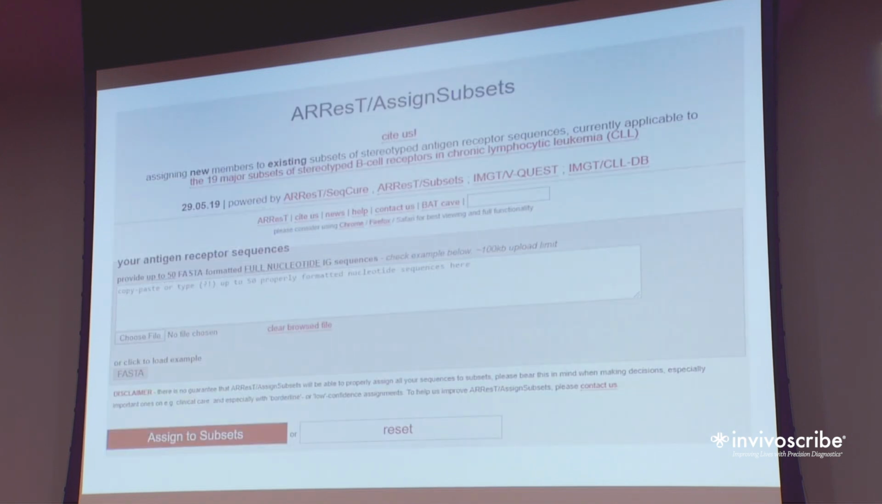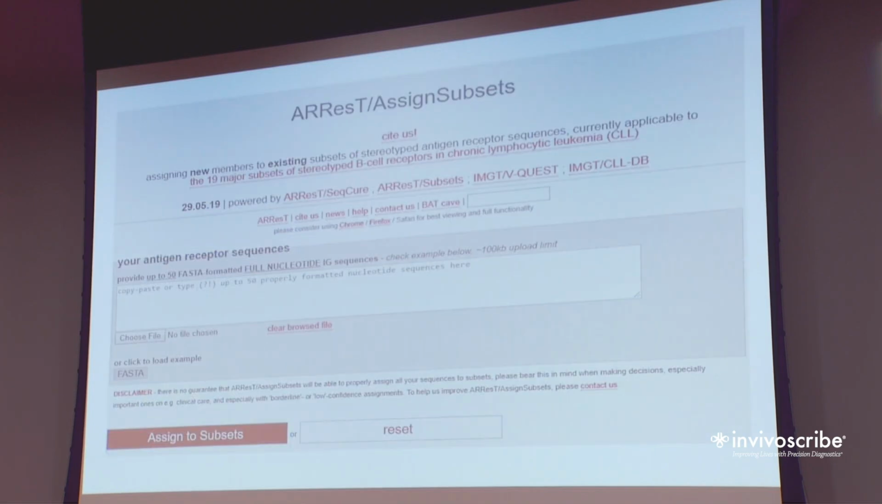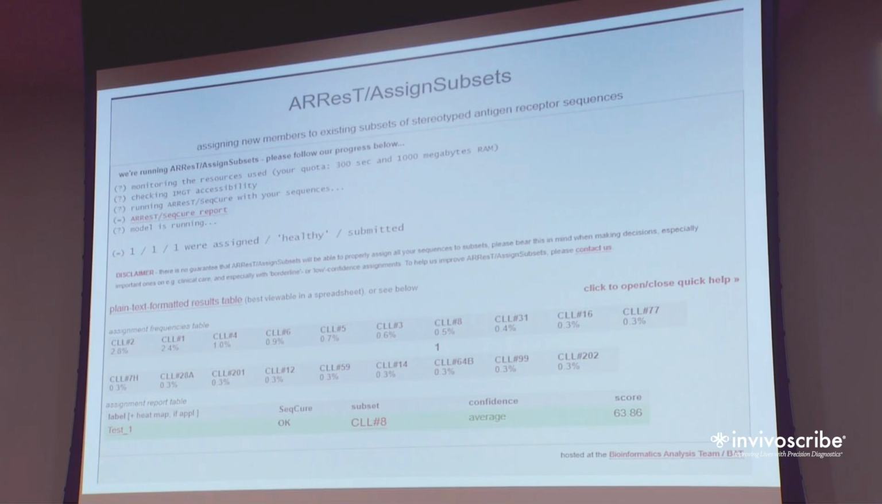So the BAT Inspire here, you put in your FASTQ file, and the website is there. Okay, if you go onto the ERIC CLL website, they actually will have a button on services, and you can click that, and it'll have the subset stereotyping tool, and that's where you'll get that. Okay, I think I showed it there, services with the arrow. Right, so you just put your sequence in there. Remember to start with a greater than sign and the name, or else it won't work. Assign to subsets, and what happens here is this particular sample got assigned into a CLL subset 8.